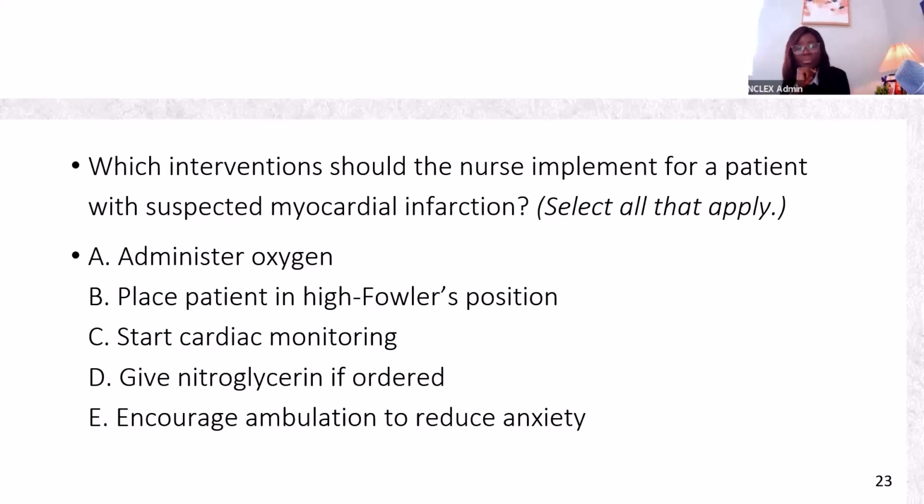B, place patient in high Fowler position. Yes, I may need to do some positioning, but is it high Fowler? Then you think through it. C, start cardiac monitoring. Do I need it here? D, give nitroglycerin if ordered. Remember MONA, the O, the N, yes, nitrates. And E, encourage ambulation to reduce anxiety. Do I need that here? Is it a priority? No, no, no. So we have to take that out.